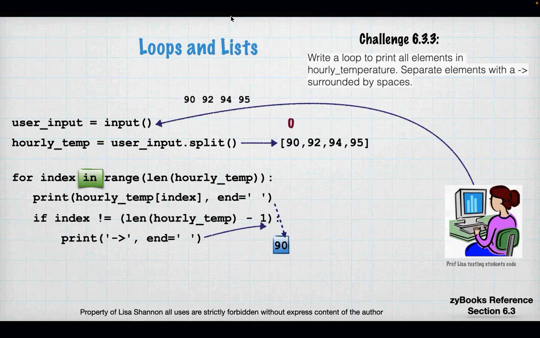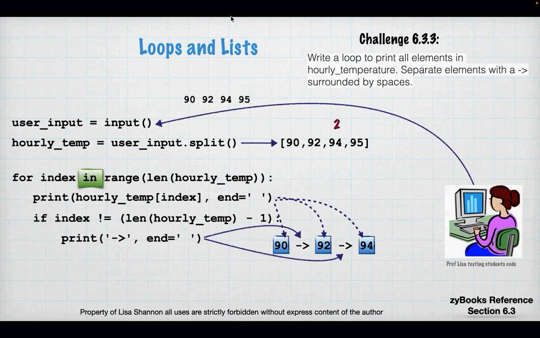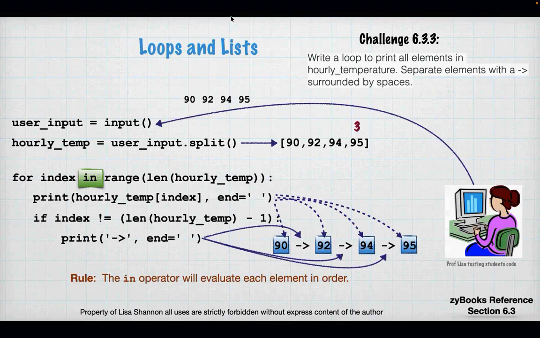So sorry about that. So here we go. I was at 0, so now I'm going to put 90. So I'm at index 1, which is 92. And then I also can print that. So now I'm at index 2, which is 94, and I'm going to print 94. I'm going to put the arrow, and then I'm at index 3, which is 95. And I don't go into that if statement because the index is 3, and the length of hourly temp minus 1 is going to be 3. And so I will not go into that if statement, so I won't put another arrow.